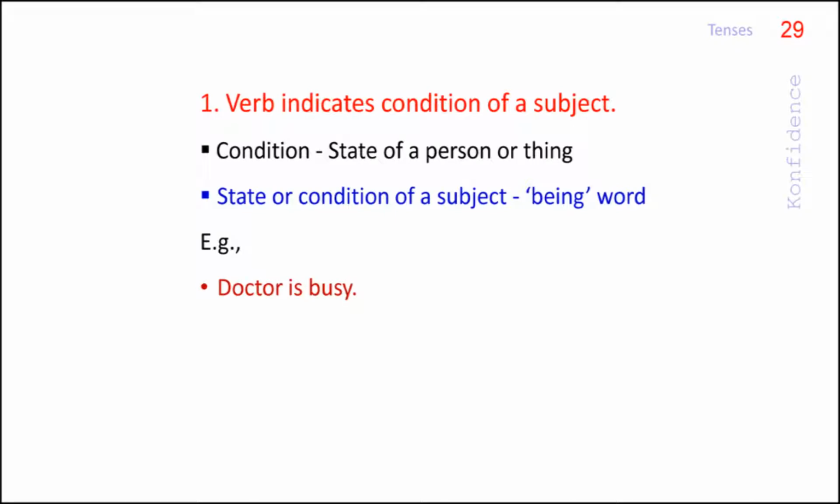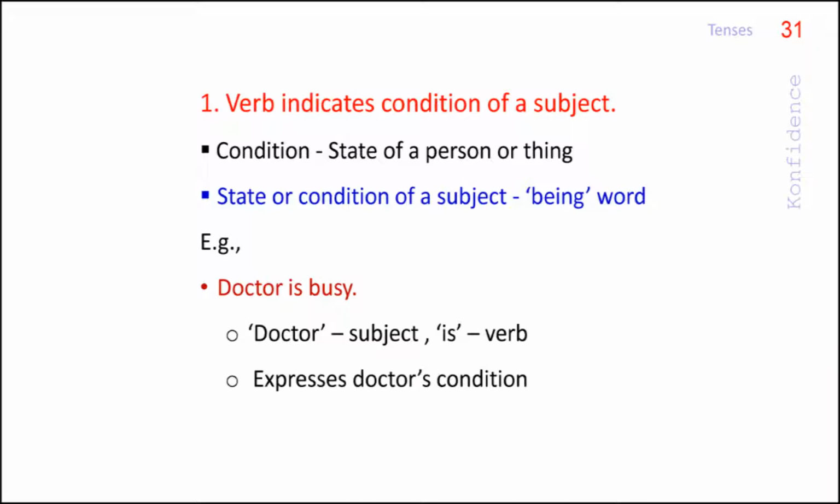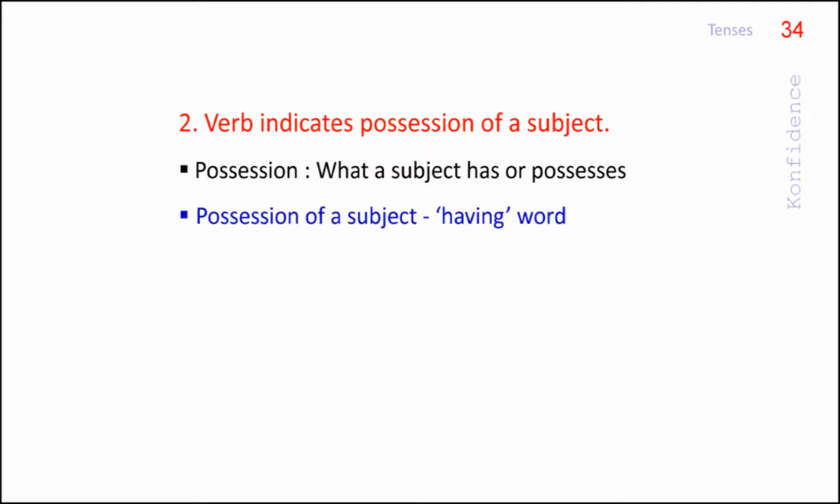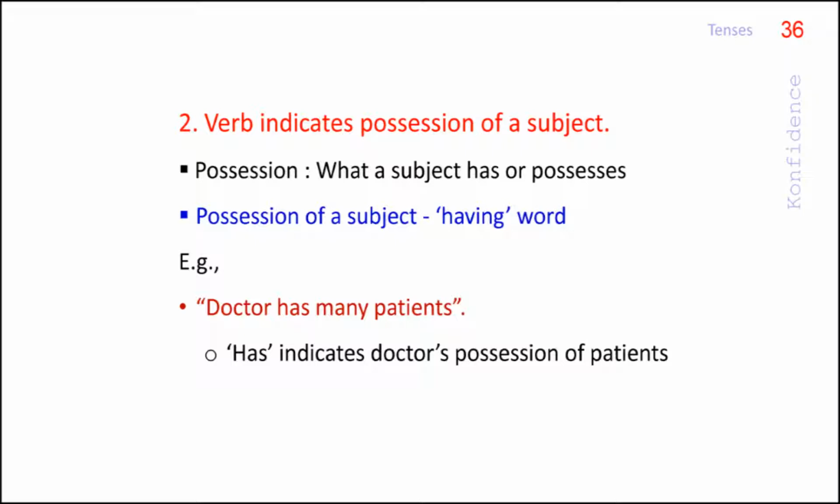For example, doctor is busy. Here, doctor is subject and is the verb. The sentence expresses doctor's condition. A verb can also tell us the possession of a subject. Possession means what a subject has or possesses. A verb can tell us what a subject has. A verb that expresses the possession of a subject is a having word. For example, doctor has many patients. Here the verb has indicates doctor's possession of patients.